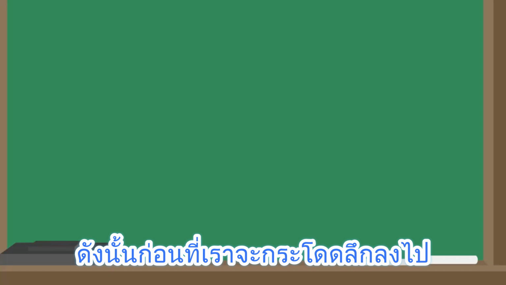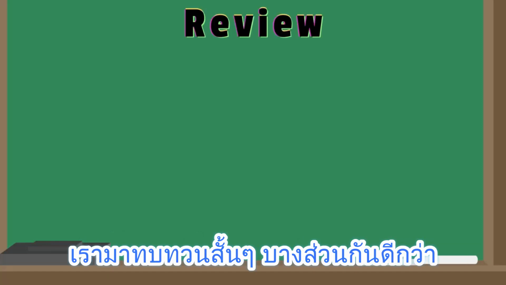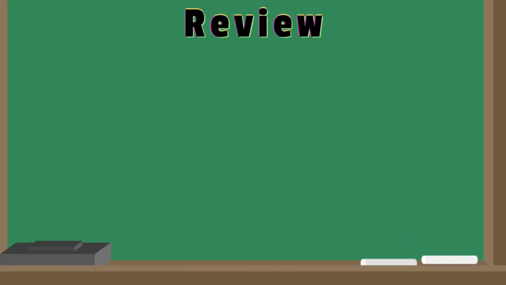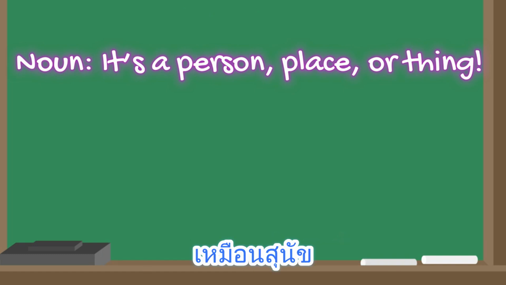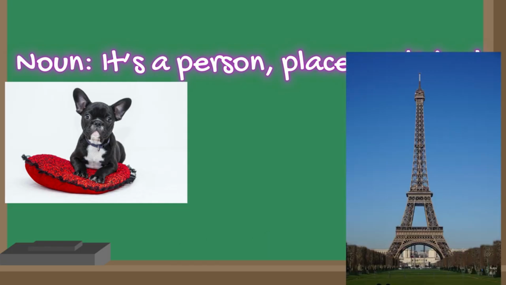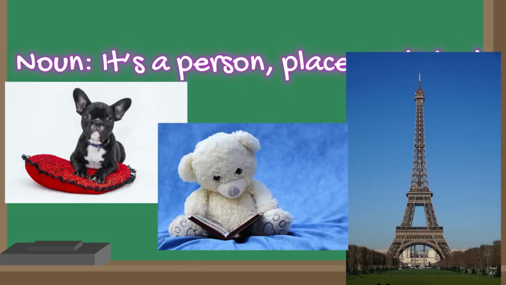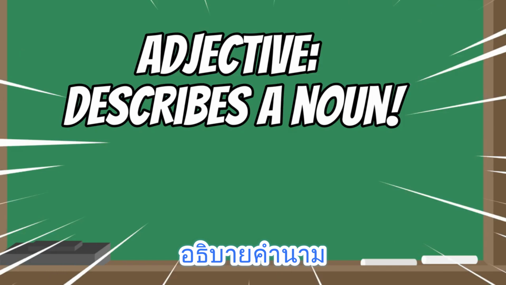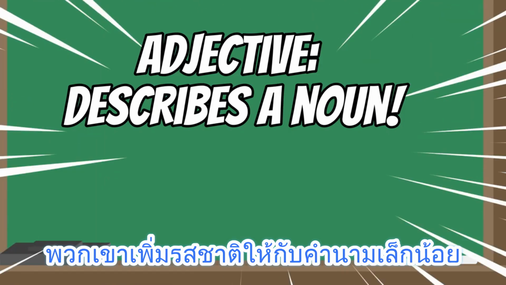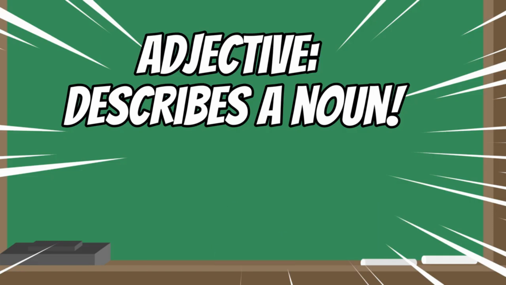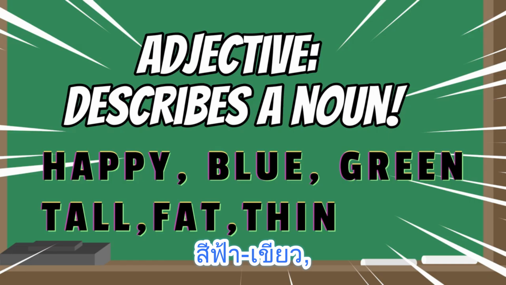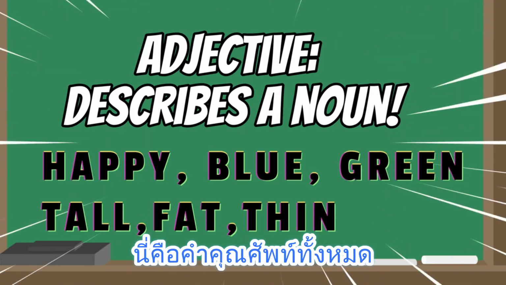So before we jump deeper, let's do a quick review of some of the important words. A noun is a person, place, or thing, like a dog, Paris, France, a book. These are nouns. Adjectives describe nouns. They add a little flavor to the nouns. They talk about how something looks, feels, or smells. Words like happy, blue, green, tall, fat, thin, delicious. These are all adjectives.